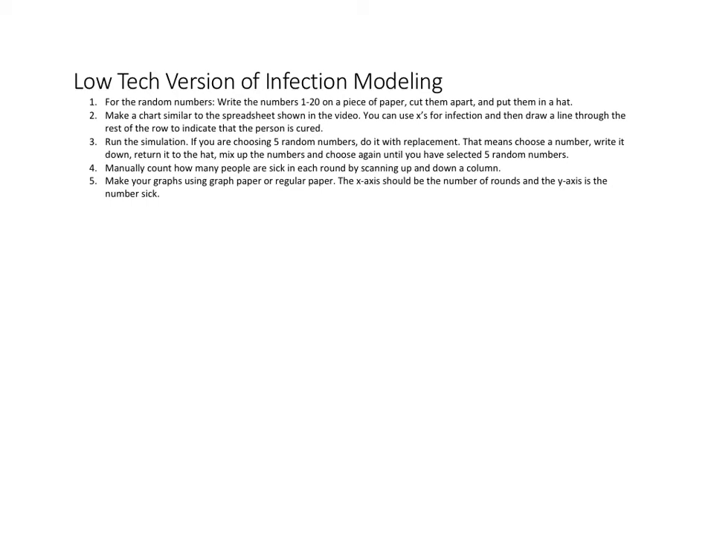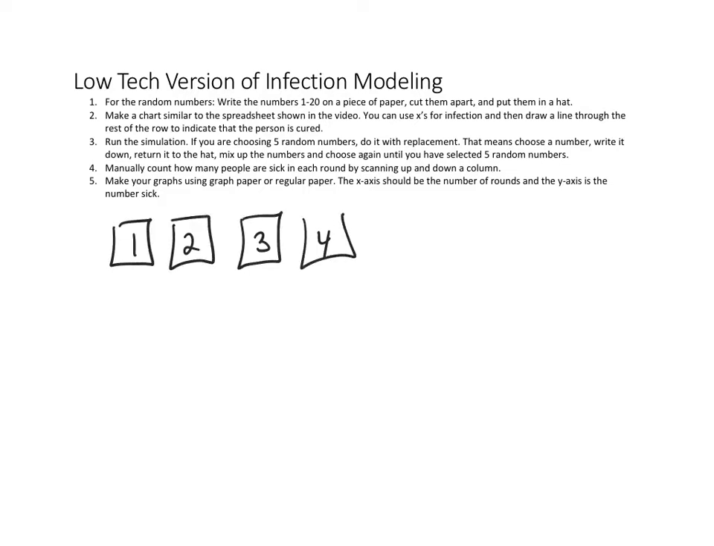These are the instructions for the low-tech version of the infection modeling. Aside from watching this video, you don't need a computer at all. All you need is paper and pencil and a hat. For the random numbers, you're just going to write down the numbers 1 through 20 on a sheet of paper, cut them out into little squares, and put them into a hat.